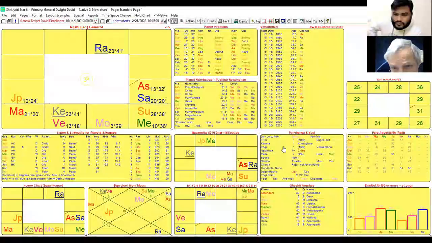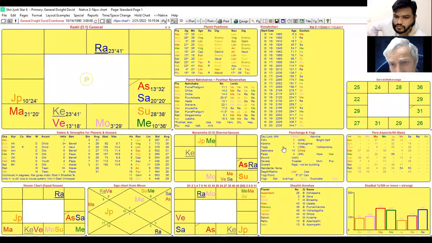Vimshottari starts with Mars. He starts in the Mars Mahadasha. In 1926, that's his Saturn Mahadasha. Yes. That was when he came to prominence. Essentially, that was the entire period in which he gained power. Slowly, but he gained power.